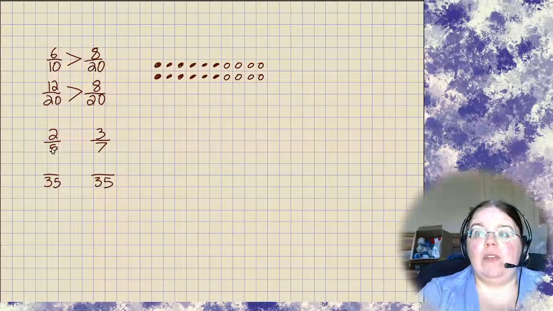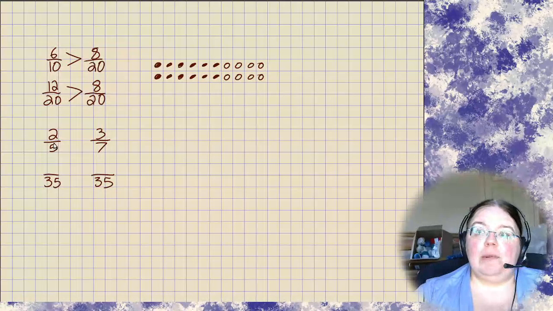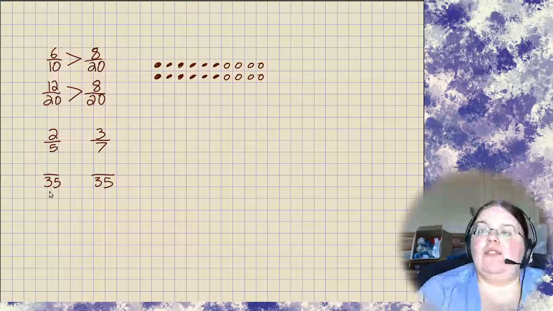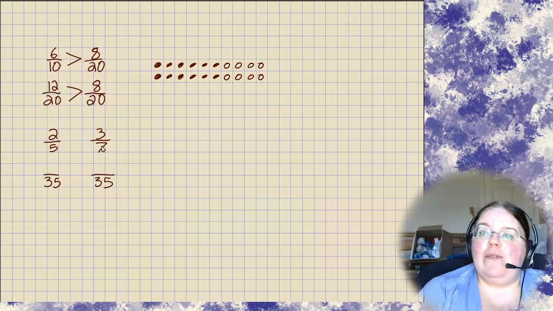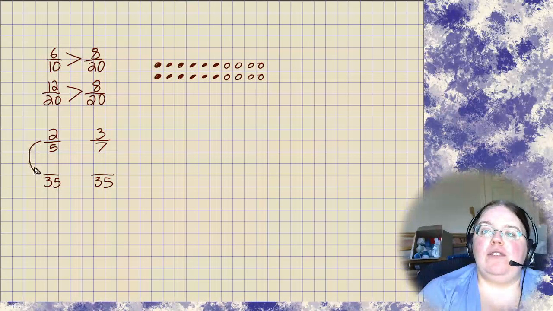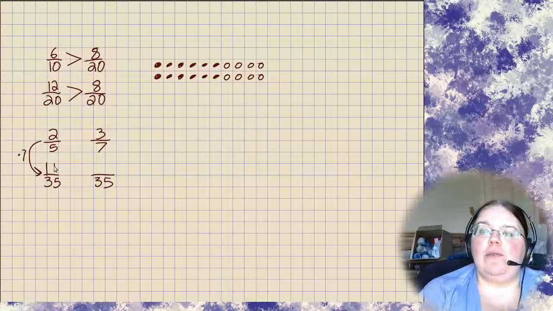So one way you can always find a common denominator is any common multiple of the two denominators, and you can find one by multiplying them together. So out of 35, well, I had to multiply the 5 by 7 to get 35. So I have to multiply the 2 times 7. 2 times 7 is 14.